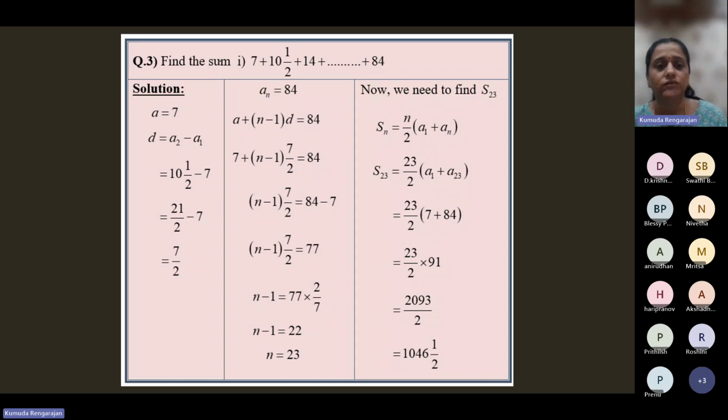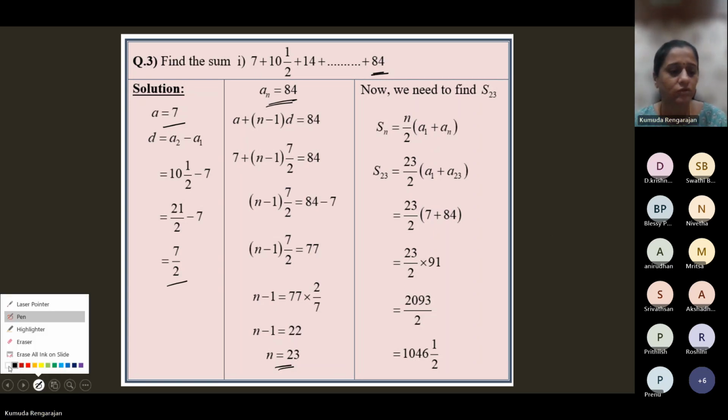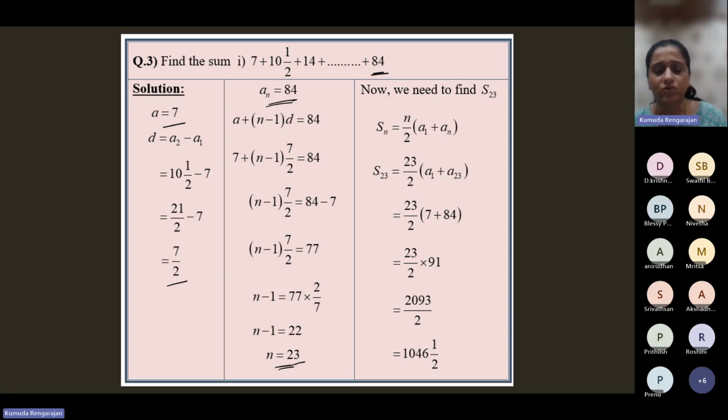Yeah, so we were talking about the answer to this question. As I explained, write out the values of A and D. Then An is equal to 84. Use that to find the value of N, and then to find the sum of all the terms from 7 to 84, which is Sn. We found N is 23.